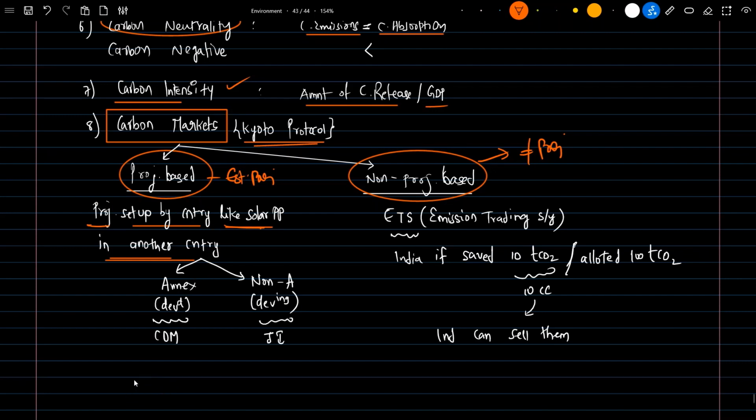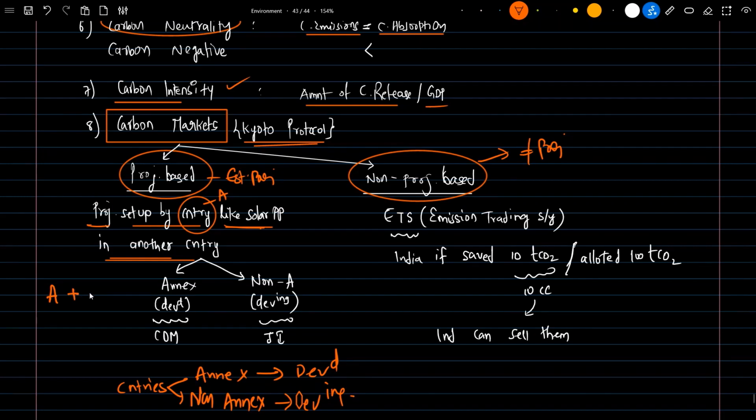Before understanding this, there are two types of countries that have been classified: annex countries and non-annex countries. Annex countries are developed countries. Non-annex countries are the developing countries. So if a project is set up by a country, it is an annex country, obviously. Only a developed country, an annex country, will be able to do investments. If an annex country has made a project set up in another developed country, that is, in another annex country, then it is called clean development mechanism, CDM. And if an annex country has made a project set up or invested in a developing country, which is a non-annex country, then it is called joint implementation.